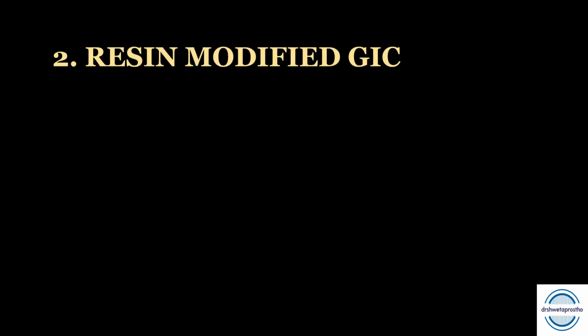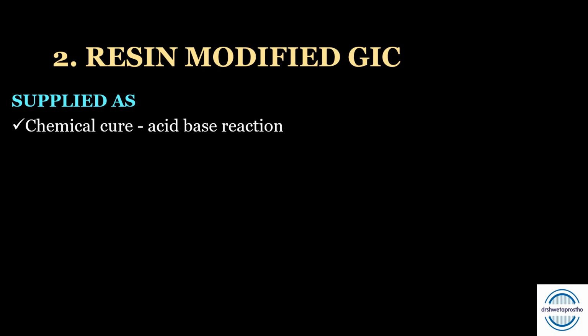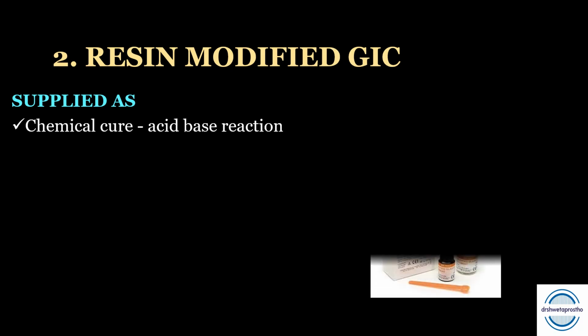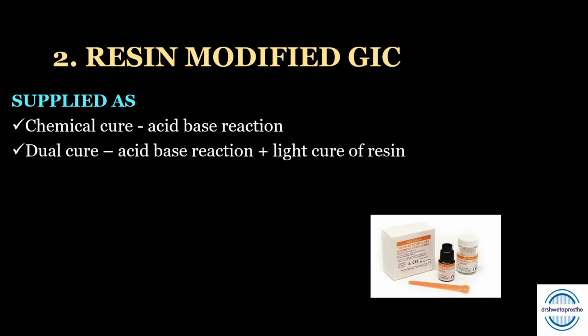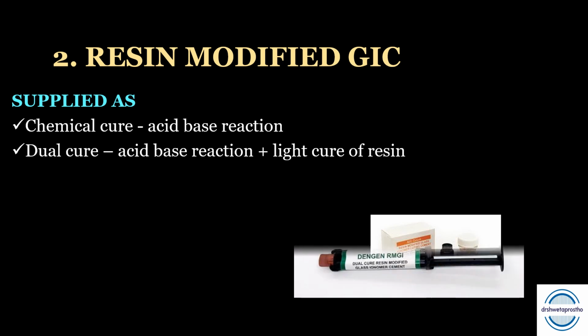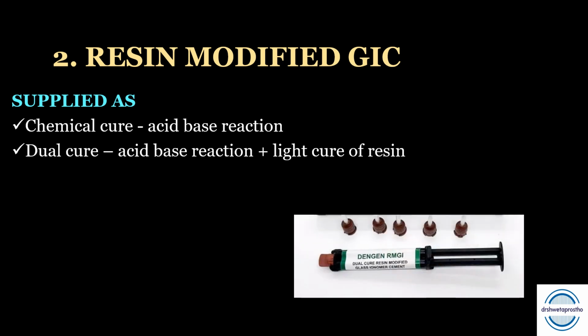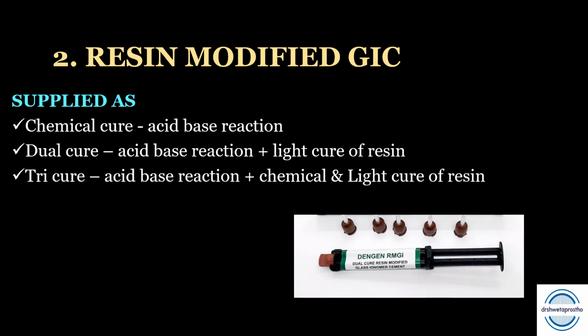The resin modified glass ionomer cements are supplied in three forms. First is the chemical cure, in which the acid base setting reaction takes place. Second is the dual cure, which combines the acid base setting reaction of the GIC and the light curing of the resin portion. Third is the tri-cure, which combines the acid-base setting reaction of the GIC and the polymerization of the resin portion. It takes place by both the chemical and the light curing process.